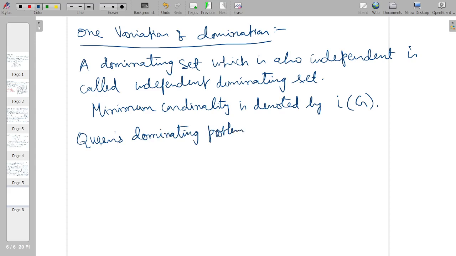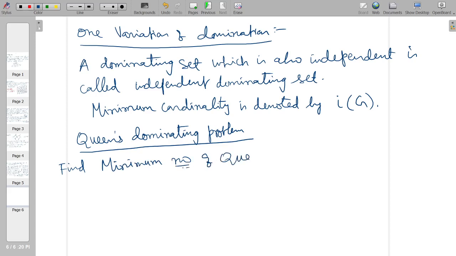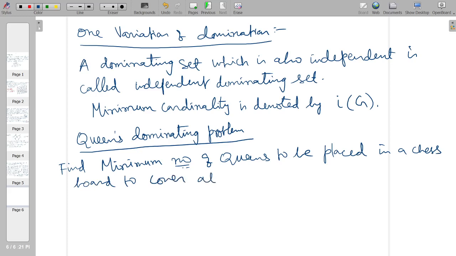Okay, so now I will just make a variation. Find the minimum number of queens to be placed in a chessboard to cover all the squares. This was the problem that I had given earlier. Okay, so now a slight variation of this.